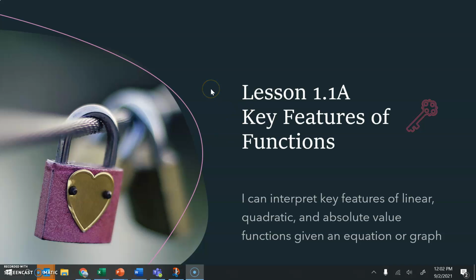Hi, the first lesson in Algebra 2 is about different ways we can describe functions. So think of it as, I have a graph, my friend can't see it, I need to describe the graph so that my friend has an idea of what's in my picture.